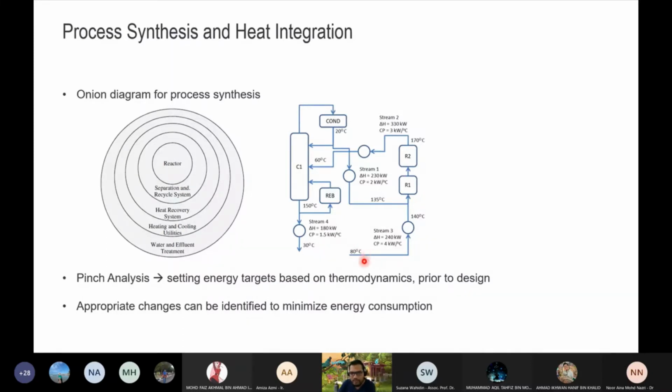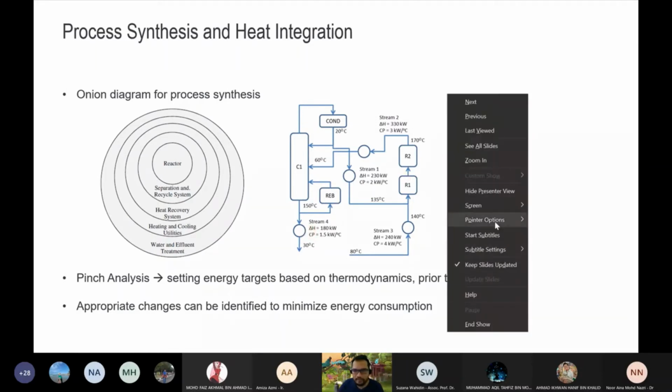So we have a feed coming, and it has this heating duty. For example, it needs to be heated, like 240 kilowatts, from 80 degrees C. Then it goes to the reactor at 140 degrees C, and we have 2 reactors in series. Then it is to be cooled down, and goes to the distillation column. We have a condenser, and a reboiler, and we have a product over here. So we basically know this needs to be heated, that needs to be cooled down, this needs to be heated as well, this needs to be cooled down. So we know this basically.